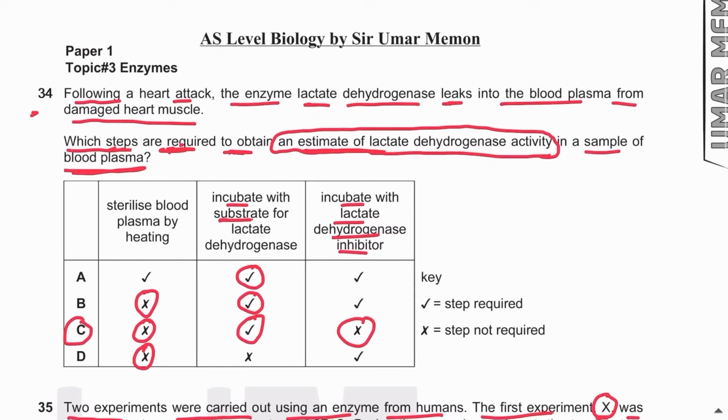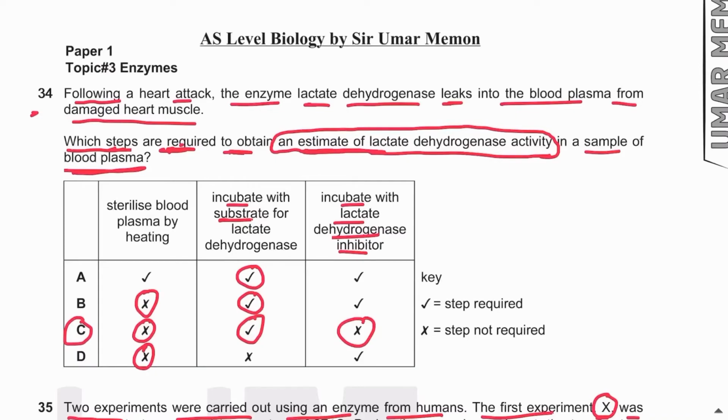So guys, by this method we can measure the amount of lactate dehydrogenase leaking into the blood, and this can indicate the extent of heart attack or heart muscle damage, right? So for example, if a large extent of heart muscle is damaged, a lot of lactate dehydrogenase will leak into the blood, and there will be high activity of lactate dehydrogenase in the blood plasma.